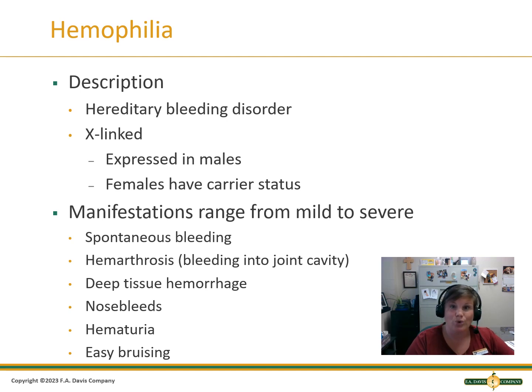Bleeding into joint cavities, which is termed hemarthrosis. Deep tissue hemorrhage, so we could even have hemorrhaging or bleeding that we can't see, that it's deeper in the body. These kids are more prone to nosebleeds. We may even notice just in general they bruise much easier. So it could be a very minor injury, like I said, but they're going to end up with a pretty decent bruise from that. And then also bleeding in the urine, hematuria.